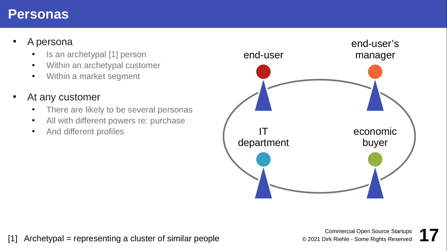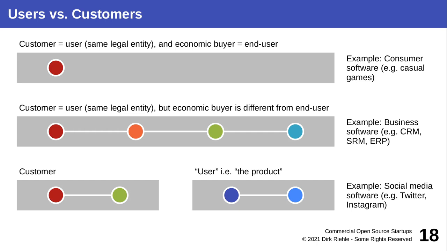Now, you will have much more specialized personas when you look at the end user. There's the older person or the younger person, or the specialist for this and the specialist for that. But in general, I'm using this very basic pattern of end user, the manager, the IT department, and the economic buyer to explain how to relate a value proposition to customers in a market segment.